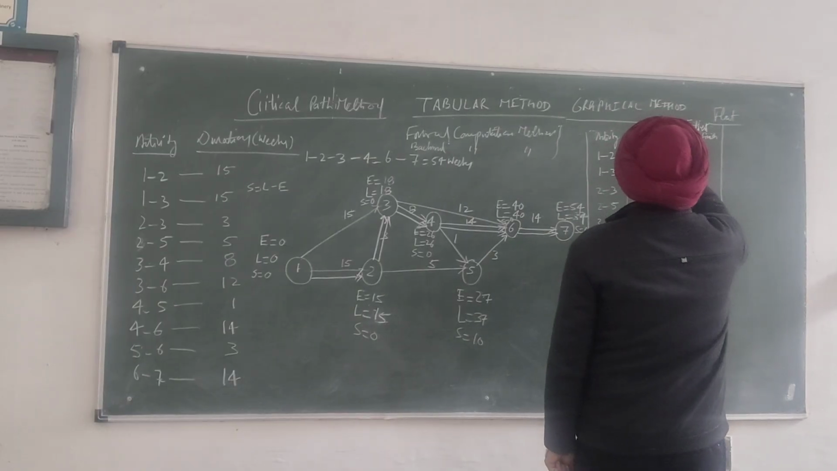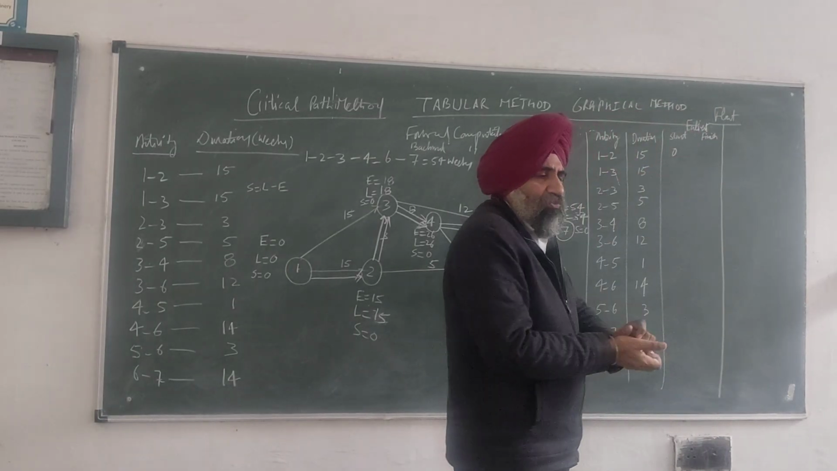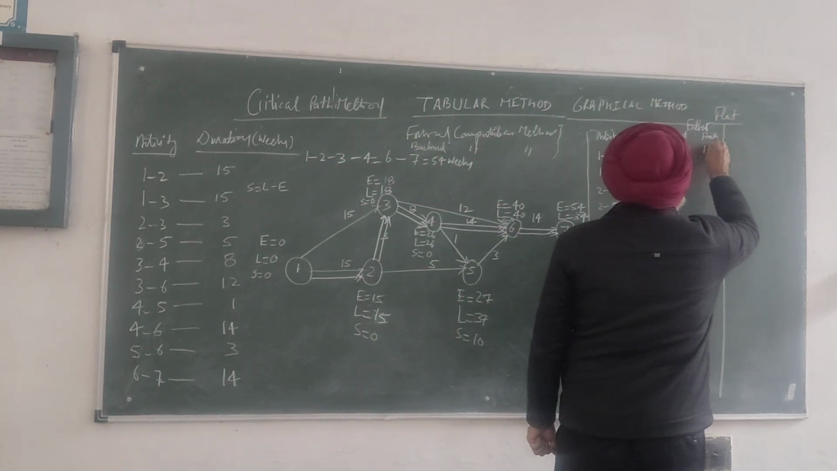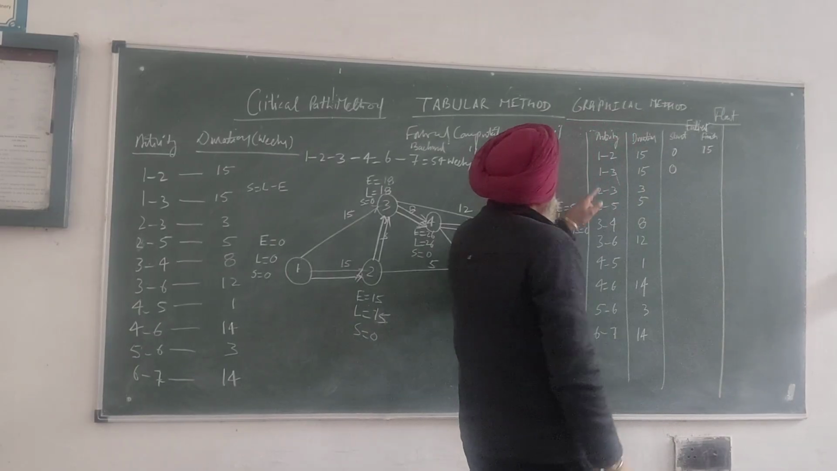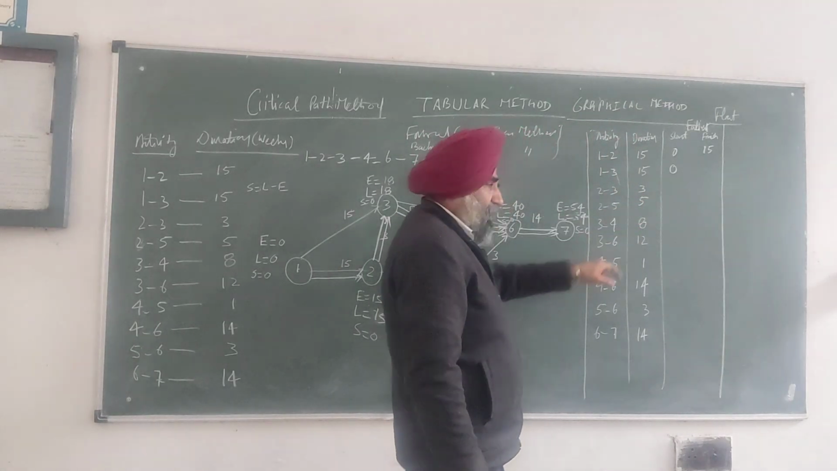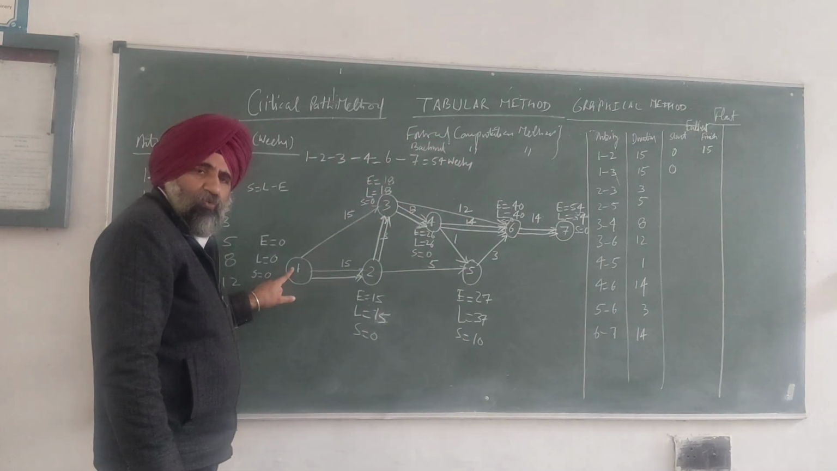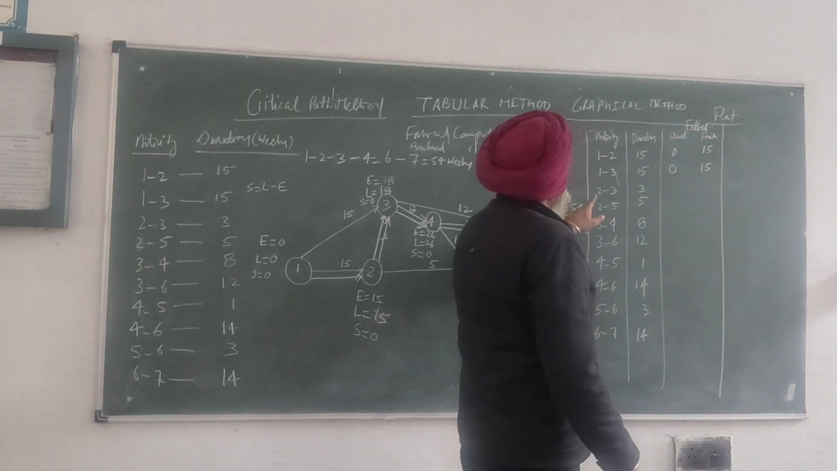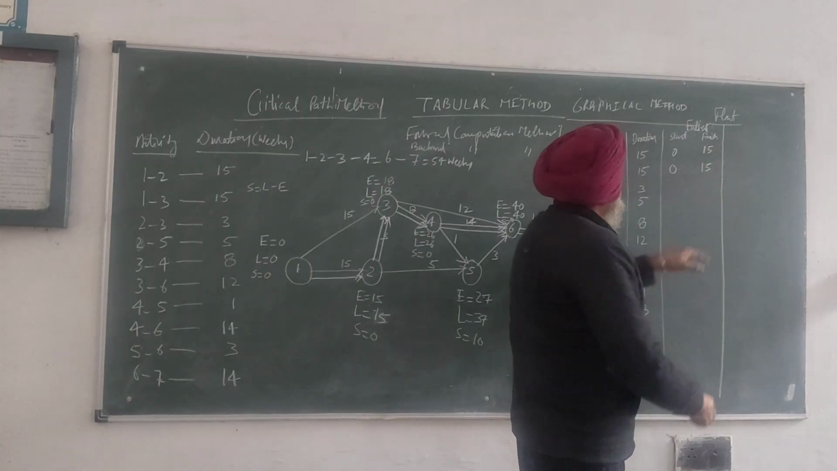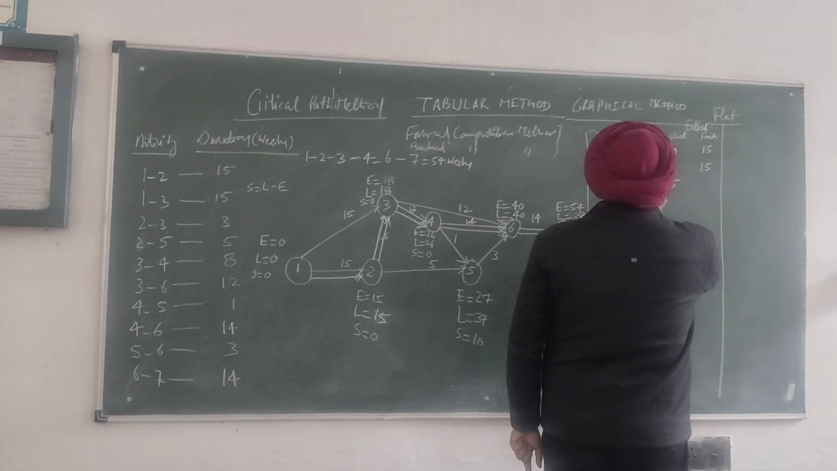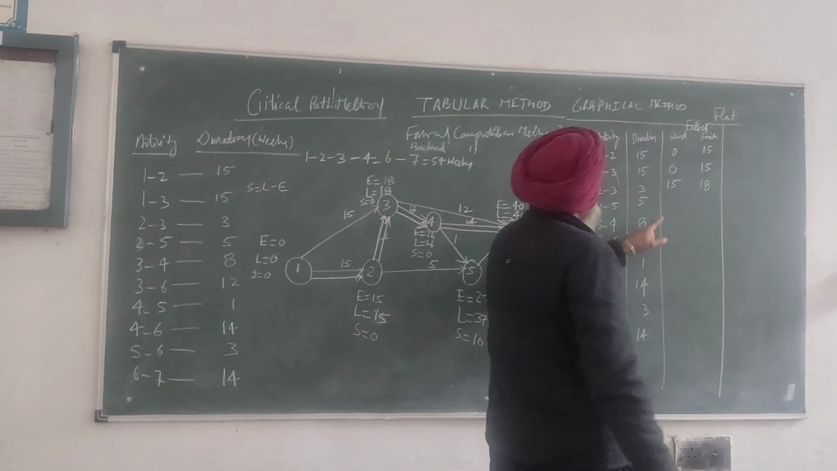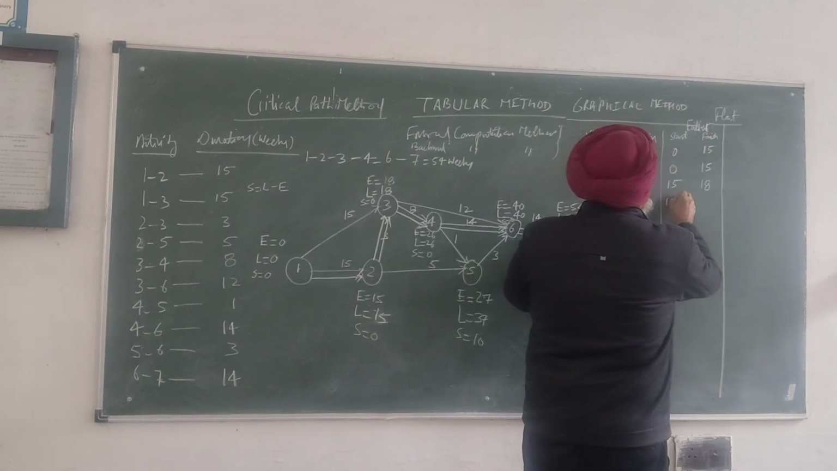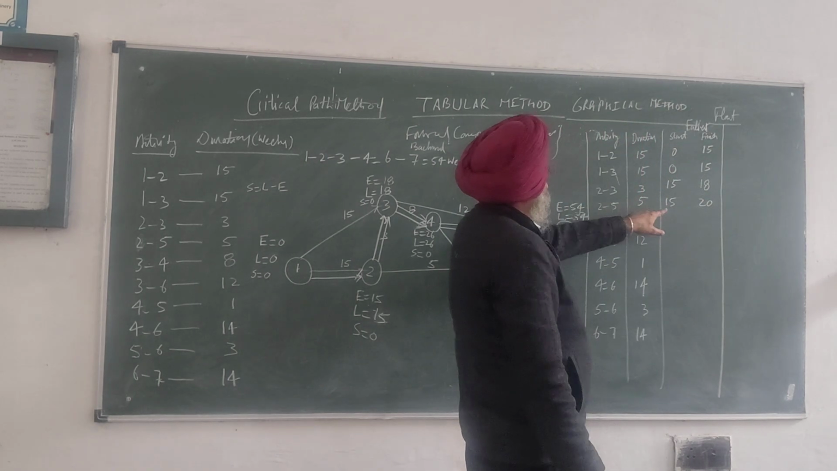We start with 0. Then 0 plus 15 is 15. Okay? Similarly, at node 1, if you look at that diagram, the value is 0. 0 plus 15 is 15. Clear? Put it here, 15. 15 plus 3 is 18. Again, the value at 2 is 15. 15 plus 5, add the duration, this becomes 20.